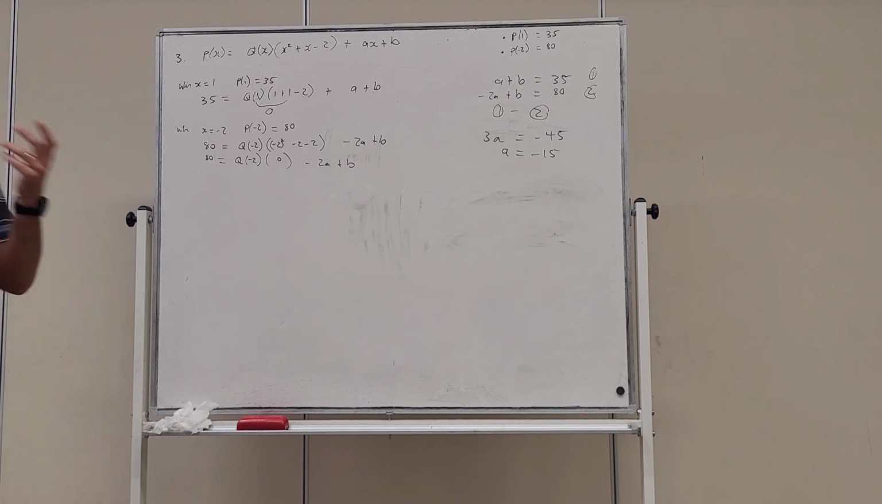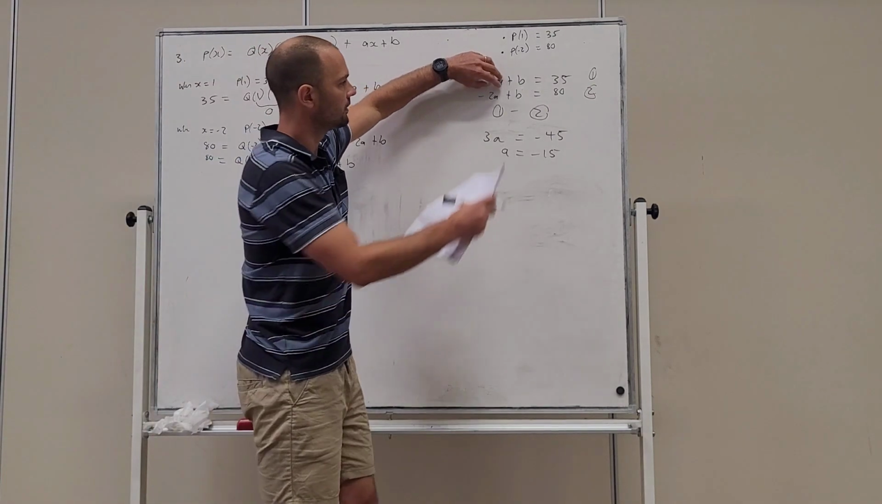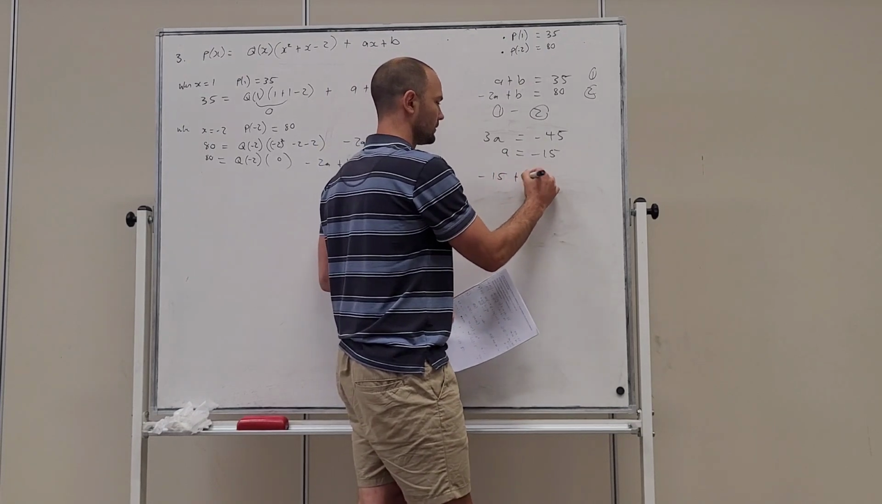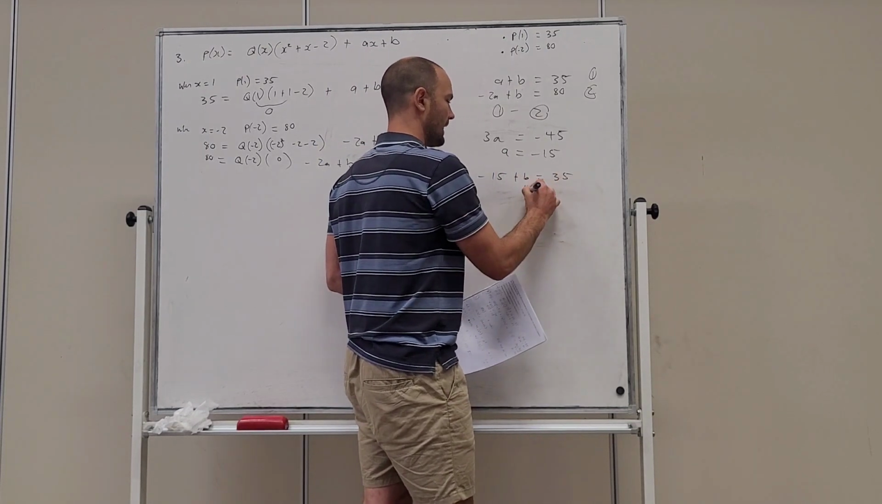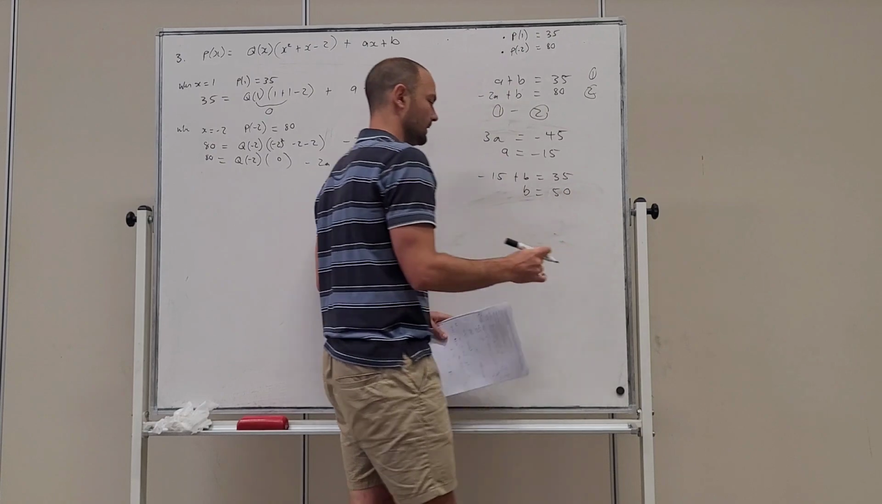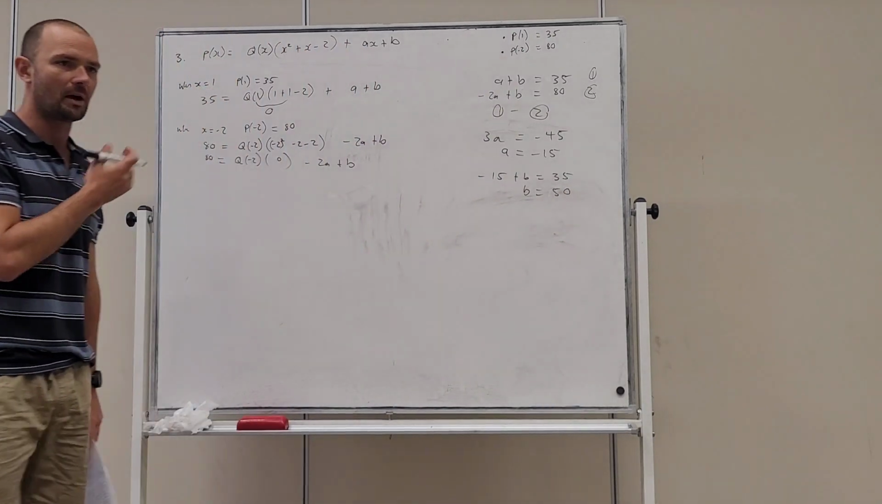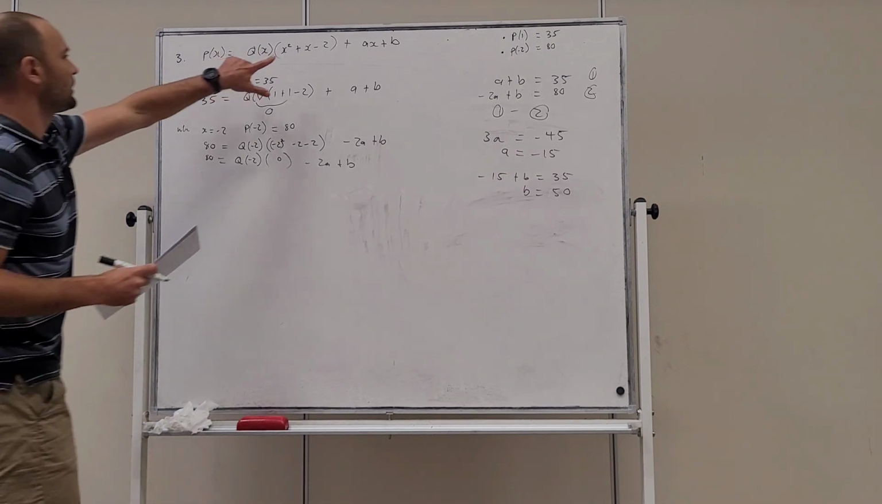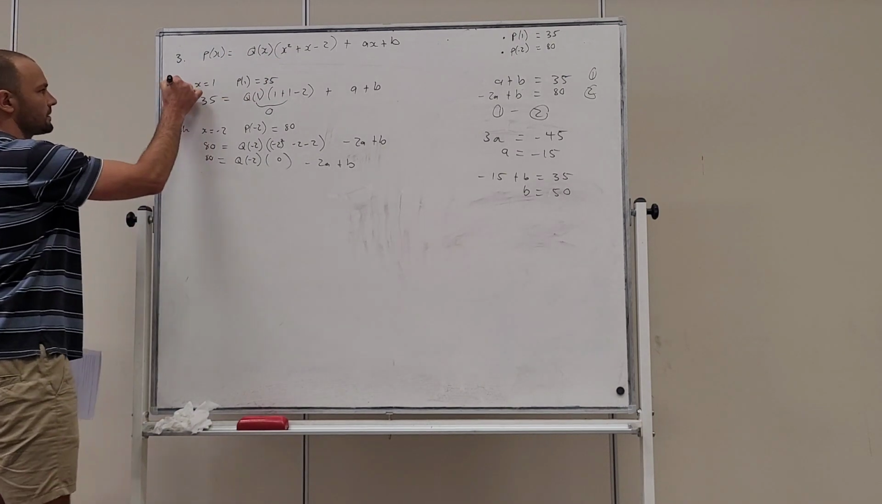Okay, if a is negative 15, negative 15 plus b is 35. b has to be 50, by adding 15 to both sides. So we've determined the value of a and we've determined the value of b. So that means the polynomial that we have here, that's our answer to part A.